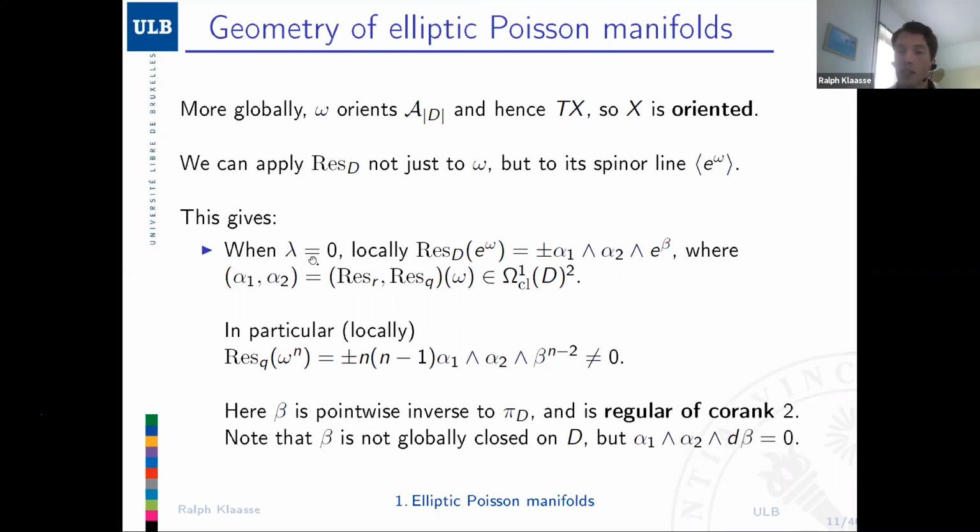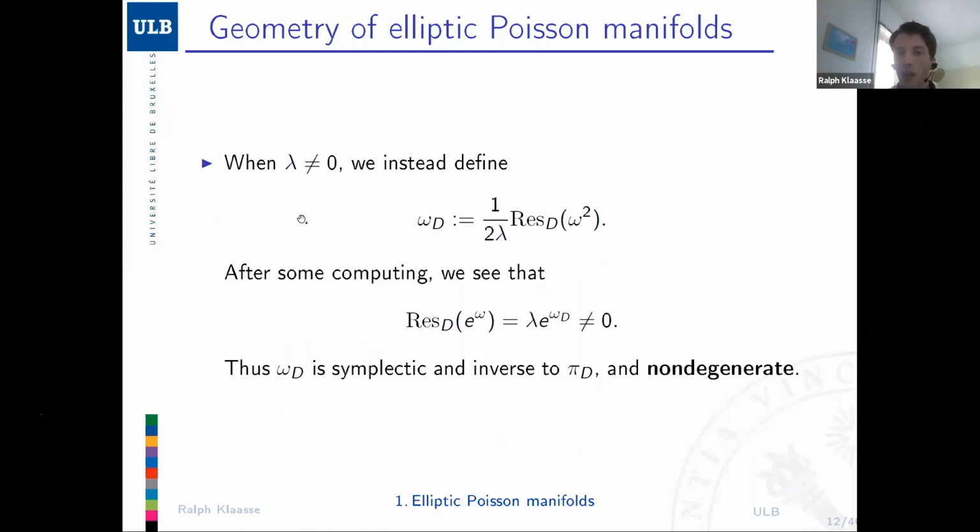This is in the case where lambda is equal to 0. So this is the stable GC case, if you want. The other case is perhaps a little bit more pretty.